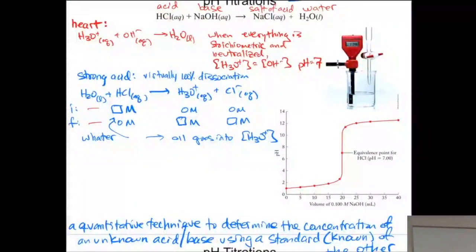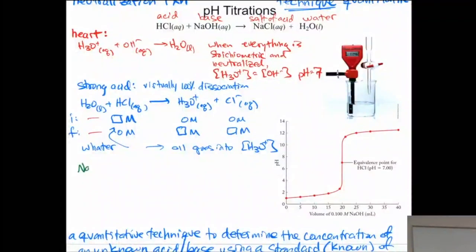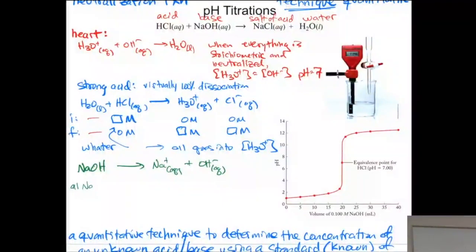Okay, and we can say the same thing for a base. What's the base here? Sodium hydroxide. Whatever amount of sodium hydroxide we start with, all of it is going to end up as sodium ions in aqueous solution and hydroxide ions in aqueous solution. All of the NaOH that we start with ends up as OH minus ions in aqueous solution.